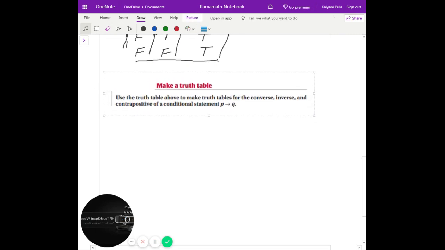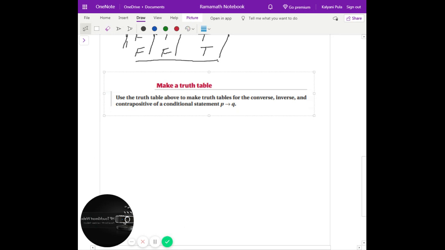Now, making a truth table. Let's make a truth table for the conditions given to you. Use the truth table to make truth tables for the converse, inverse, and contrapositive. The first one is given to you: true, true, true, true, false, false, false, true, true, false, false, true. Using this table, we can make a truth table for the converse, inverse, and contrapositive. Let's try that for the converse and see how it comes out.